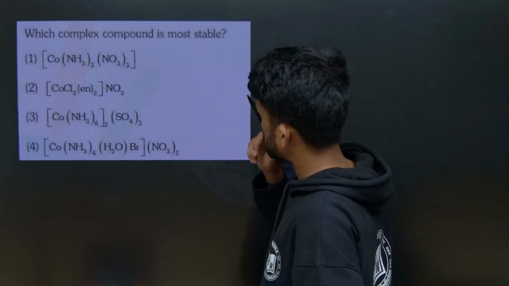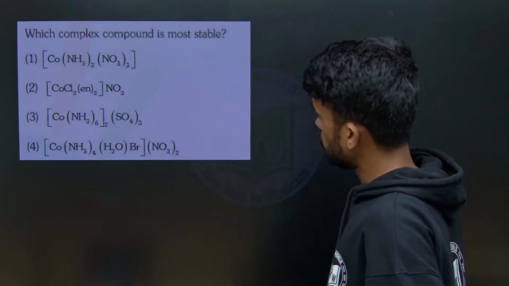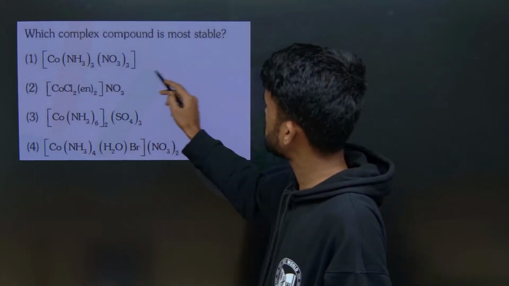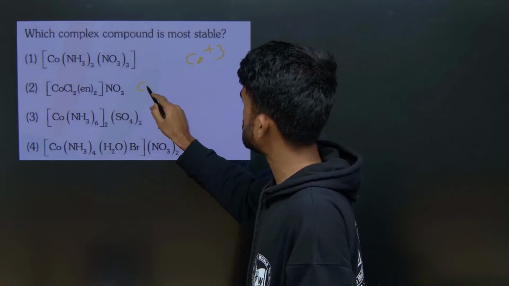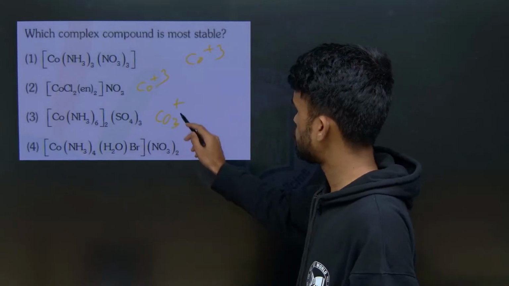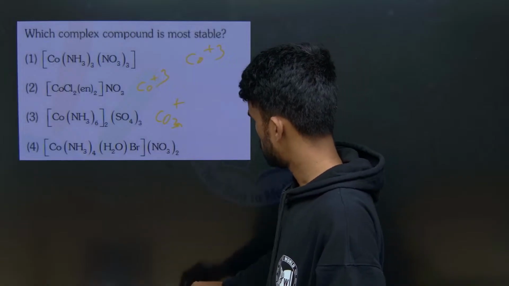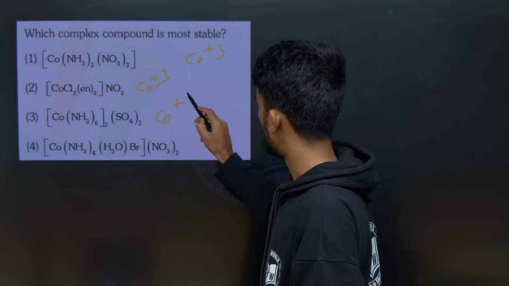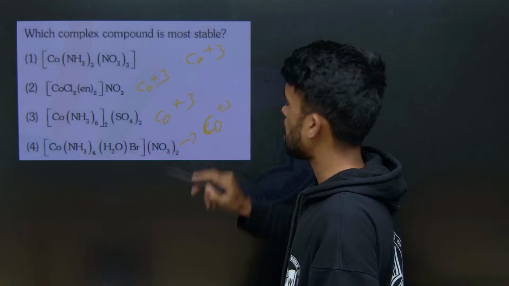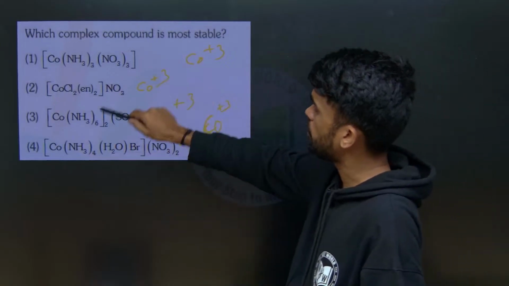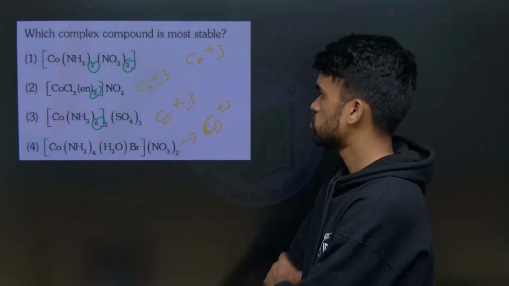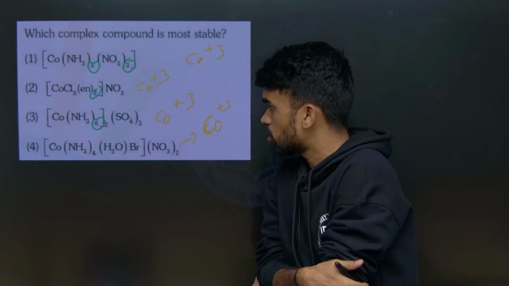The most stable complex, how can we do this? See, here there are many factors. What is the oxidation state of cobalt? +3. Here also it is +3. Find the oxidation state, here also +3, cobalt +3 in all the cases. Now all of them are having hexa coordination, right? How many ligands are there inside? 6. So it means hexa coordinated complex, or I can say octahedral complexes.